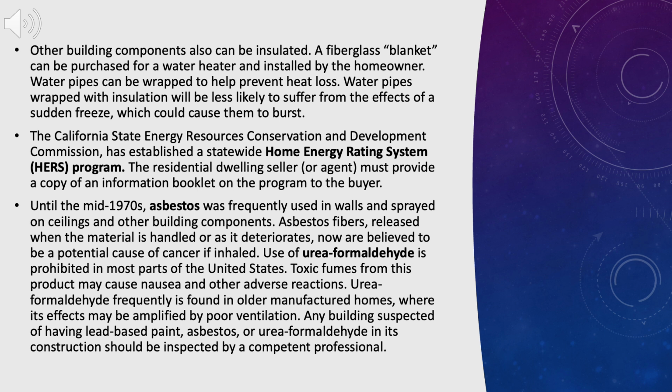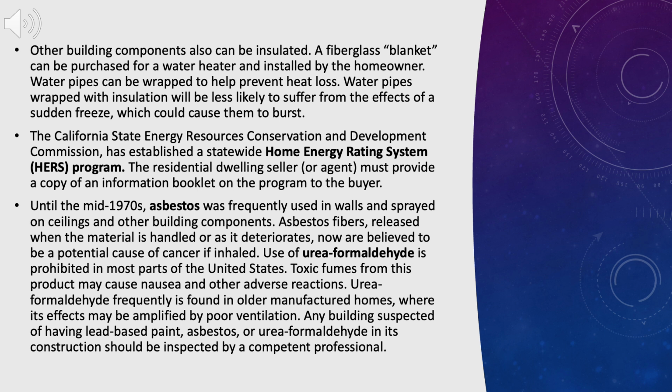Other building components also can be insulated. A fiberglass blanket can be purchased for a water heater and installed by the homeowner. Water pipes can be wrapped to help prevent heat loss. Water pipes wrapped with insulation will be less likely to suffer from the effects of a sudden freeze, which could cause them to burst. The California State Energy Resources Conservation and Development Commission has established a statewide home energy rating system, HERS program. The residential dwelling seller or agent must provide a copy of an information booklet on the program to the buyer.